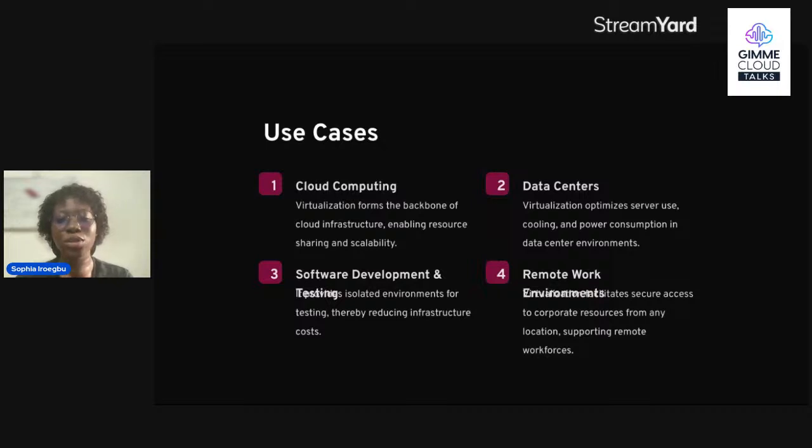Now let's talk about the use cases of virtualization. Yes, we now know what virtualization is. We now know the benefits. We now know the architecture involved in virtualization. So what are the use cases? So number one, virtualization is the backbone of cloud computing. So it lets developers share the resources between the virtual machines, and helps the developer scale their project or their application.